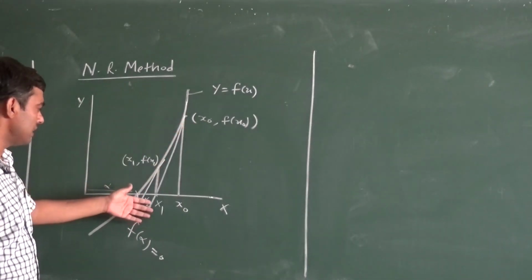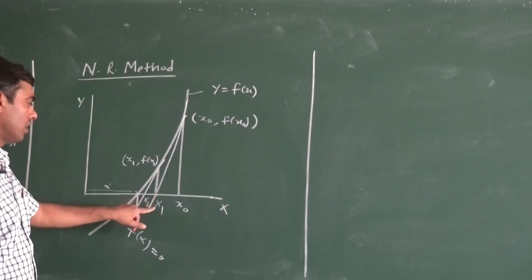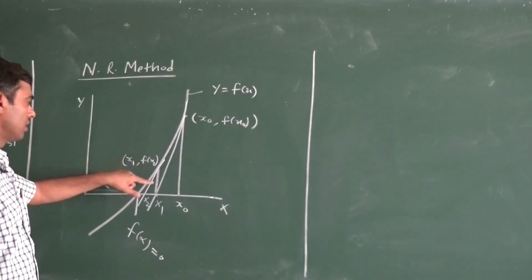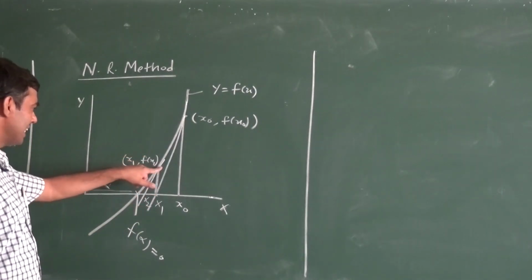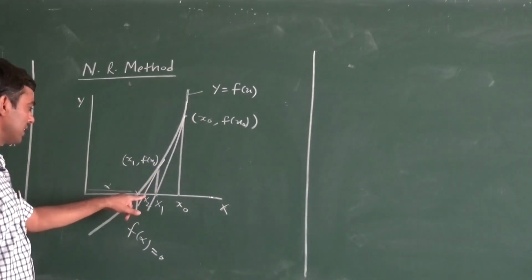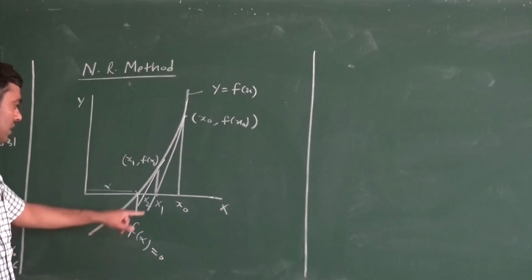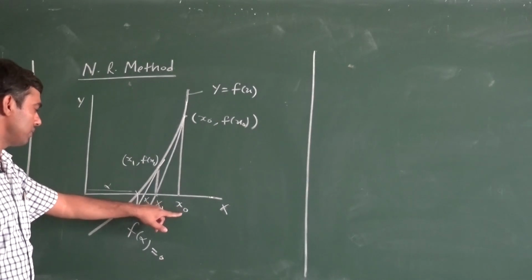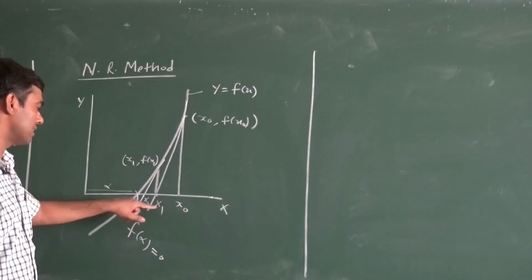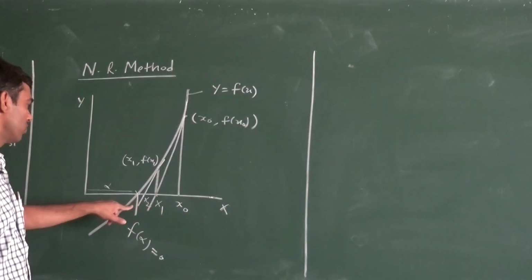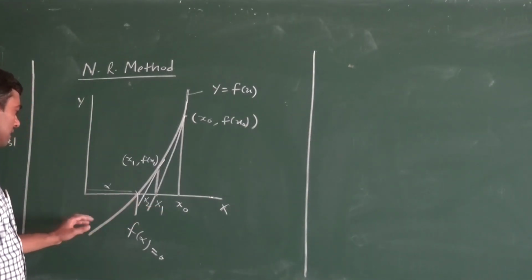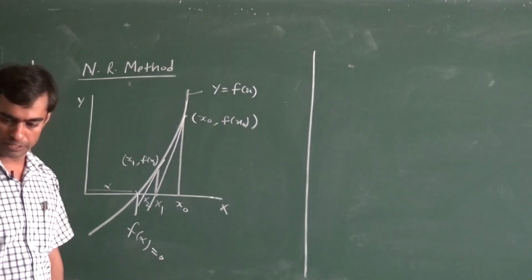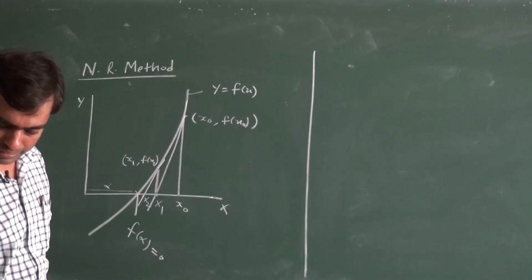First we find the equation of a tangent, then the point of intersection with the x-axis, and the value of x is the first approximate value. Then again we find the value of the function, draw the tangent at this point and find the point of intersection with the x-axis. This is the second approximate root. As we proceed through the sequence of iterations x0, x1, x2, x3, x4, up to xn, we approach our actual root alpha, where the value of the function equals 0. Now, how do we derive this mathematically?